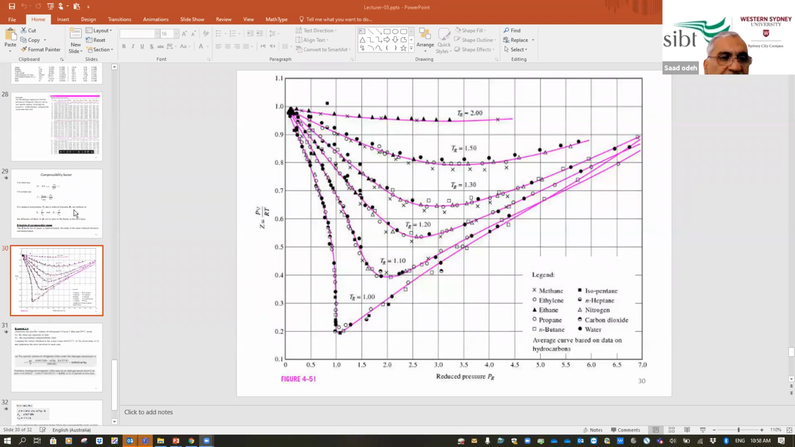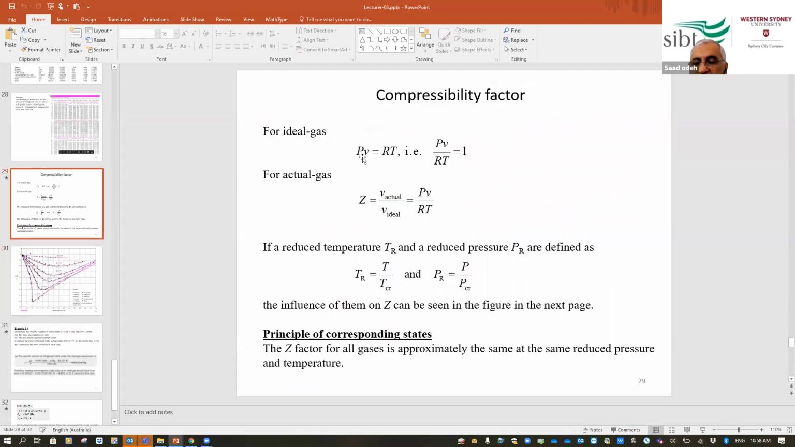So this is another way to find out the properties of ideal gas. We call it the compressibility factor. You are not required to go into details, but this is just for future studies, to show you how to find the properties of ideal gases.